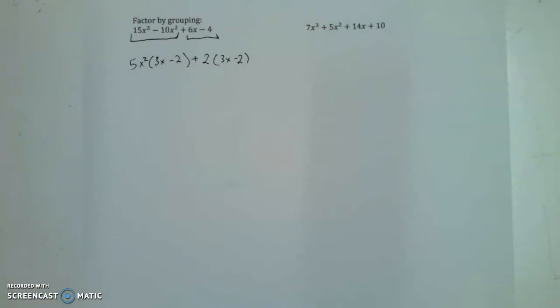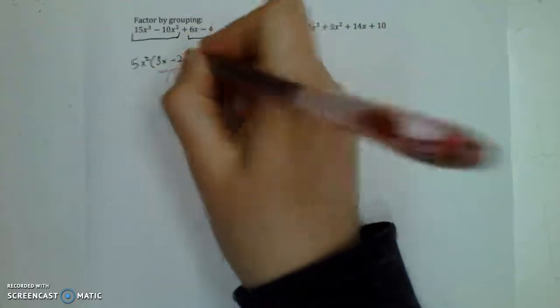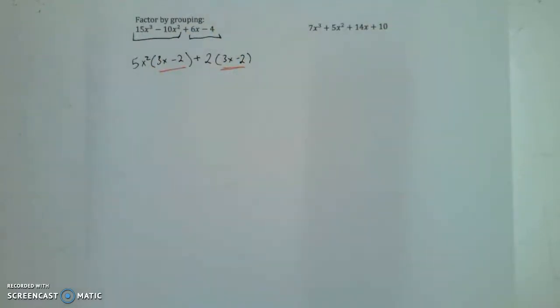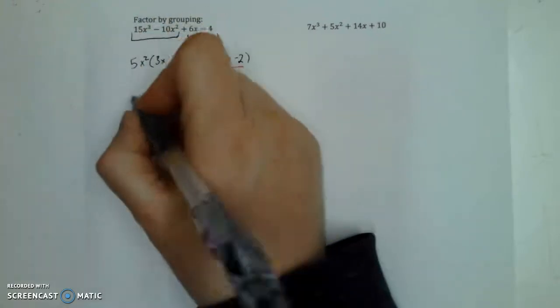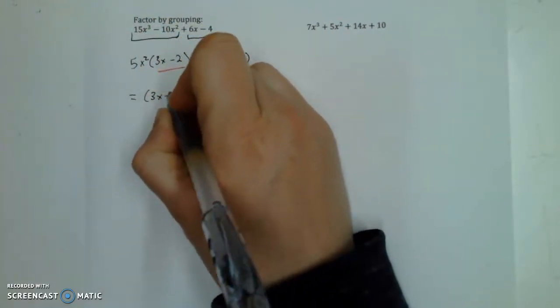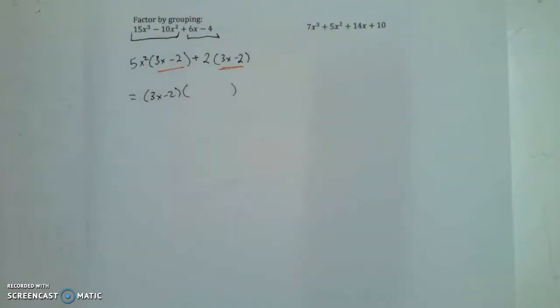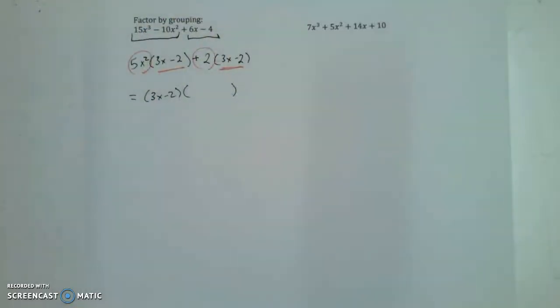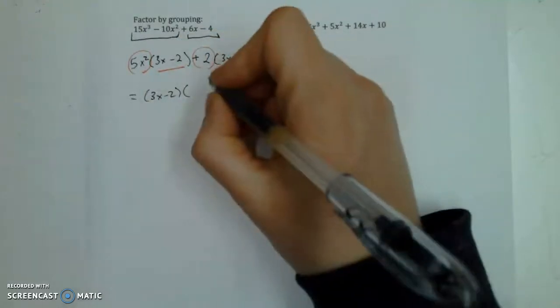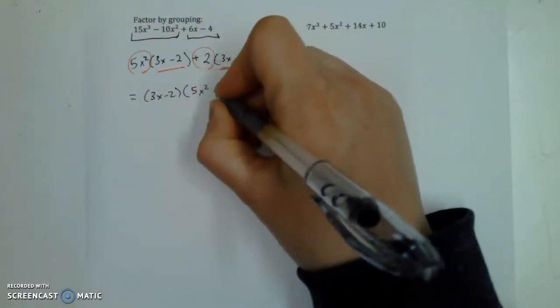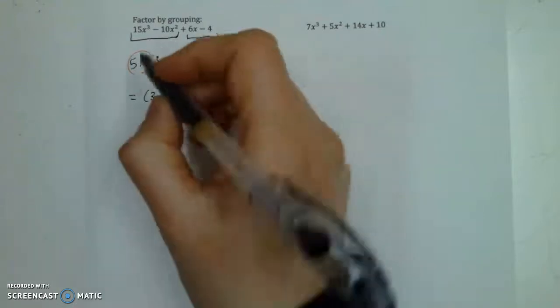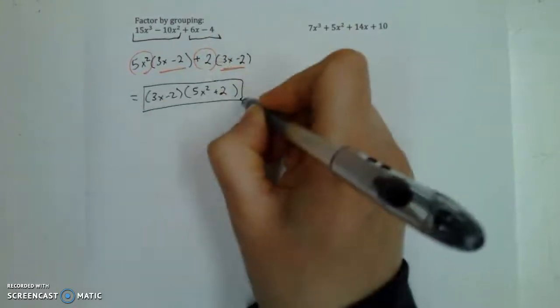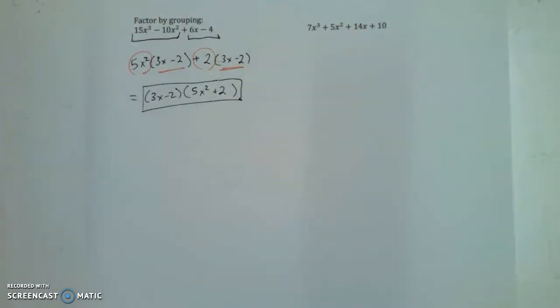So I've now grouped and factored something out in each of them. What I'm hoping will occur is that what's left over in parentheses is the same for both of them. And that is indeed what happened here. Now that's a binomial, but I can pull it out. What's left over then are these monomials at the beginning. So left over, I'll have a 5x squared plus 2. And that is my answer using factoring by grouping.